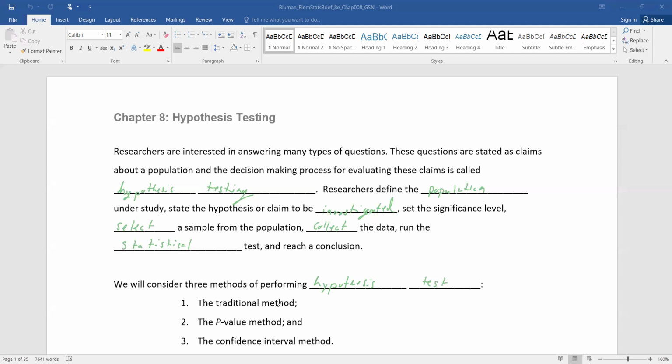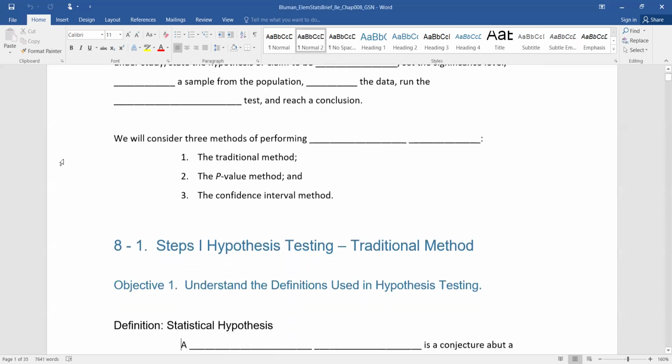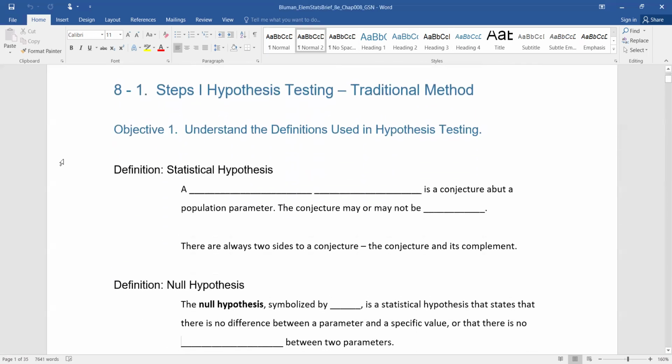We will consider 3 methods of performing a hypothesis test. They are the traditional method, the p-value method, which is really just probability, and then the confidence interval method, what we've been seeing in the last couple of chapters. To start this off, we'll talk about the steps of hypothesis testing for the traditional method. So in the first objective, we want to understand the definitions used in hypothesis testing.